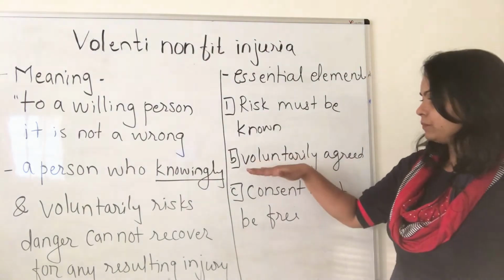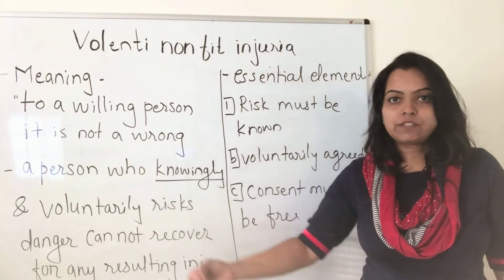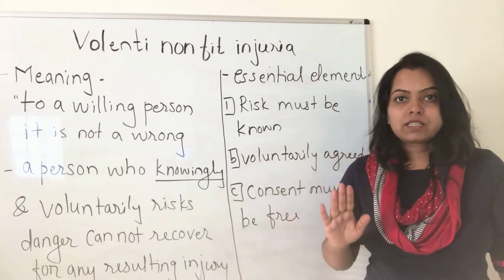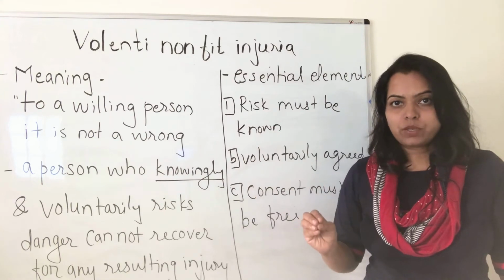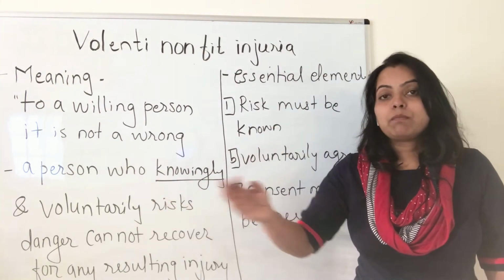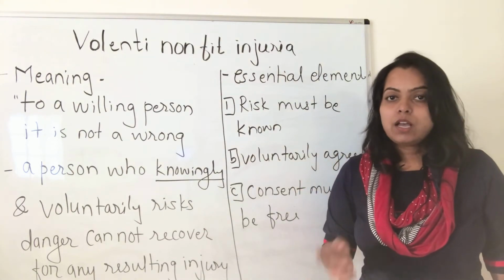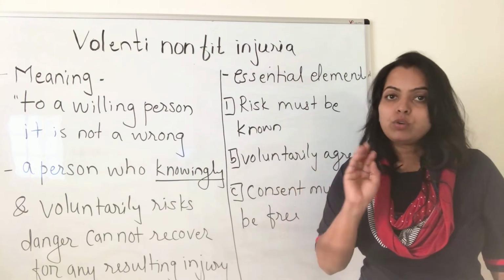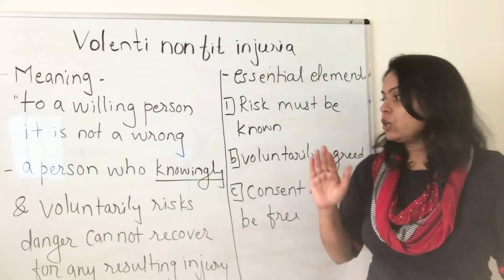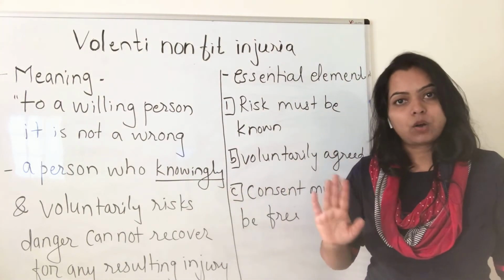Next point, voluntarily agrees. A person voluntarily agrees to that. For example, scuba diving, where you signed a form. Second example, when you go to see a cricket match, a ball might come towards you and might inflict some injury upon you. Still you go and watch a cricket match. So you know that there is some percentage of danger which might happen, still you voluntarily go to watch the match. In this case, the cricket authorities are not liable.